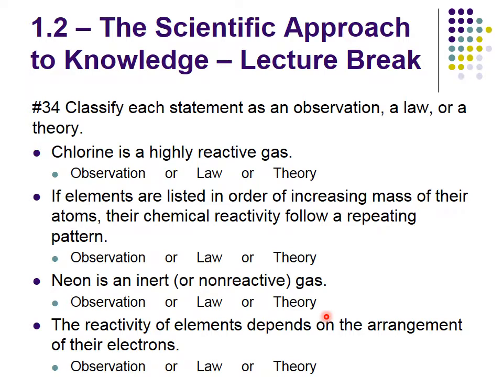Takes us to our first practice question. So this is number 34. It says classify each statement as an observation, a law, or a theory. So the first one says chlorine is a highly reactive gas. Well, that's not telling us why anything is happening, so we can cross off theory. So then we have to decide between observation or law. And this is really just talking about chlorine. It's not combining a bunch of observations into one thing, so we can label this as an observation.